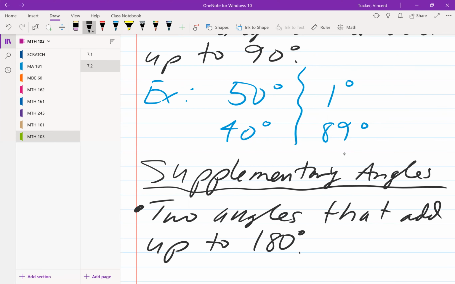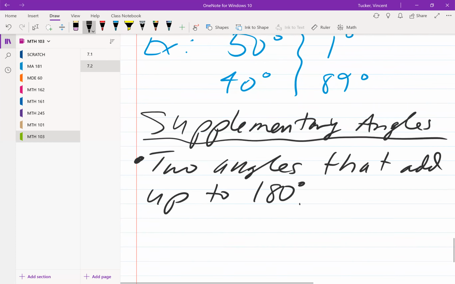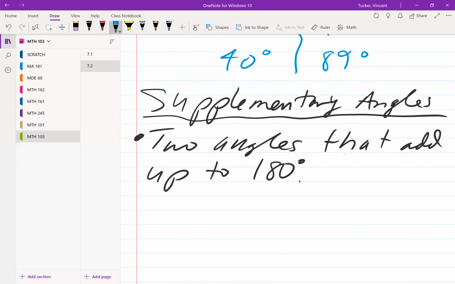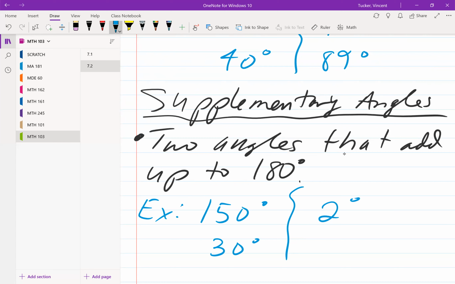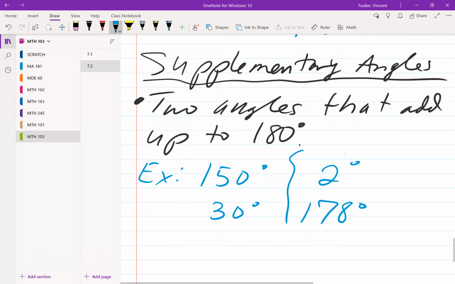Supplementary angles are two angles that add up to 180 degrees. All right, so 150 degrees and 30 degrees are supplementary. 2 and 178 would be supplementary. So just two angles that add to give you 180 degrees.